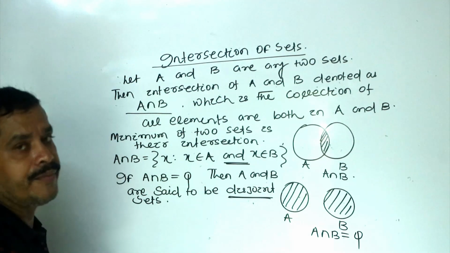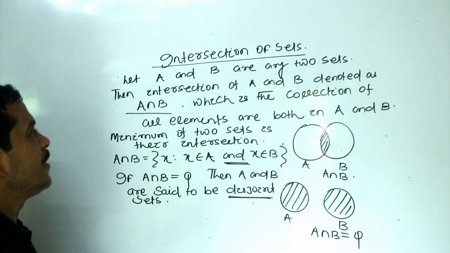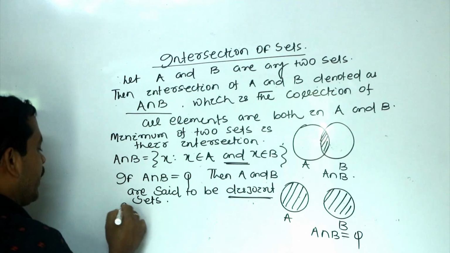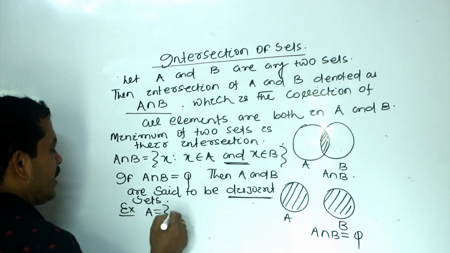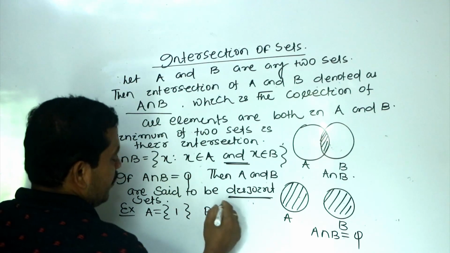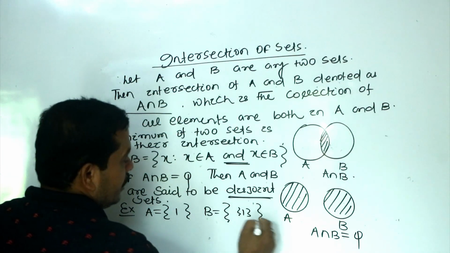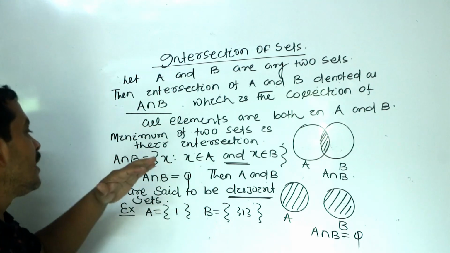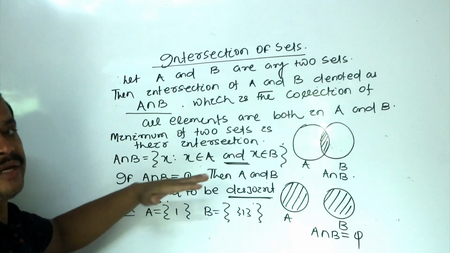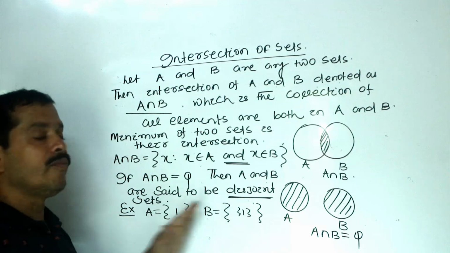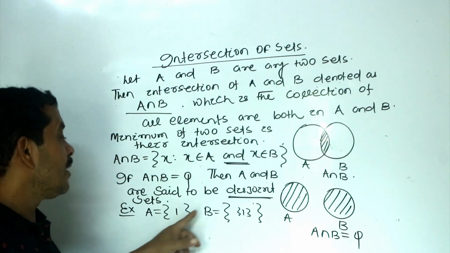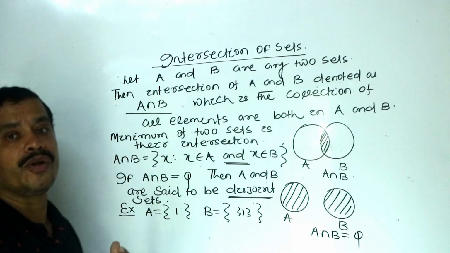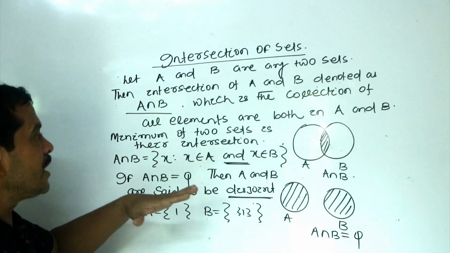They have no common elements. A and B have no common elements. In this case, we say that two sets are disjoint. For example, suppose set A contains element 1 and set B contains element {1}. Here A and B have no common elements. That's why we call them disjoint sets or mutually exclusive sets. Set A contains element 1, but set B contains element {1}, so they have no common element.